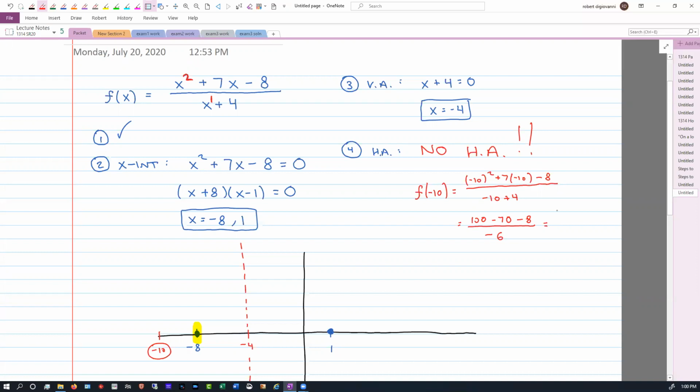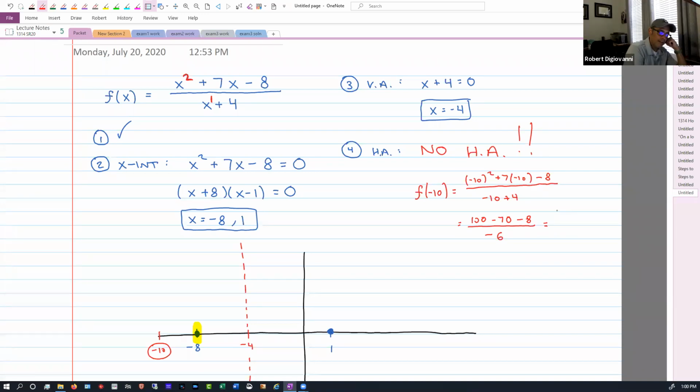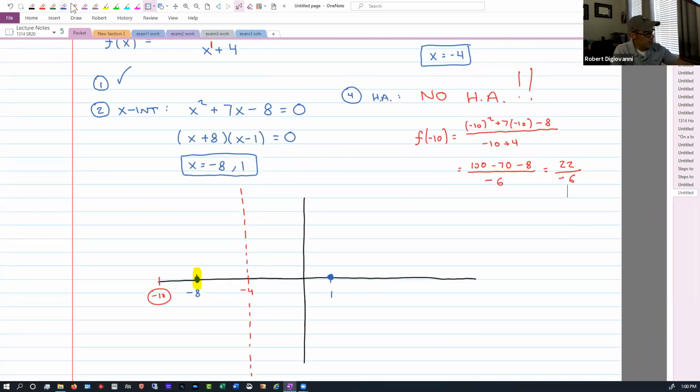Now, all you care about is whether or not this is positive or negative. That's all we care about. So if I take 100 and subtract 70, I'm going to get 30. And if I take 8 away from that, I get 22. So I have a positive number on top and on the bottom a negative number, so I'm going to get a negative number out. That means on my picture, at -10, I can put a dot down here.